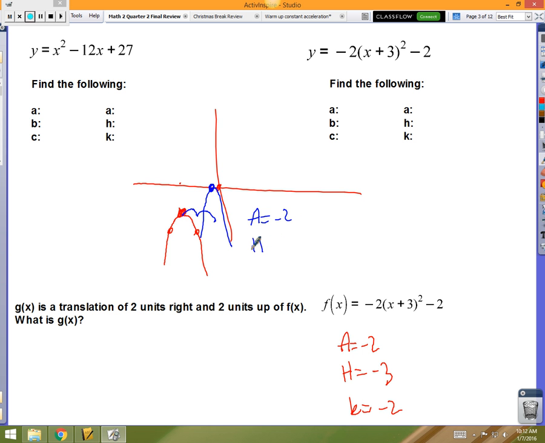But my new h, instead of going 3 to the left, I'm only going to go 1 to the left. And my new k, I'm not going up or down, so my k is 0. So it's negative 2 times x minus a negative 1, squared. So that could be a plus, and you don't really need to put plus 0.